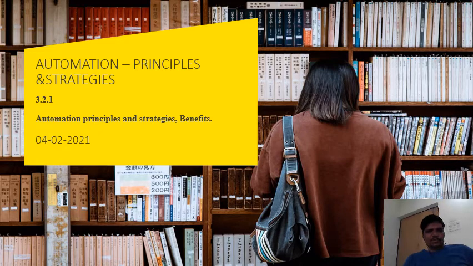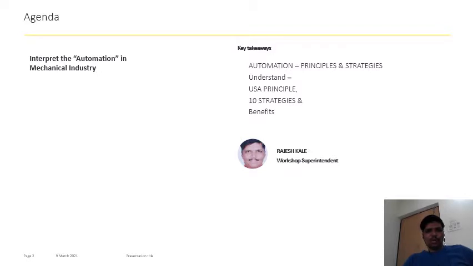Same topic of automation, the second part, that is 3.2.1 unit outcome, sub-outcome 3.2.1 and main outcome automation principles and strategies. So automation principle and strategies and benefits, those are the key takeaways that you have to understand in this particular slide or in this particular video lecture. I will be explaining them one by one.